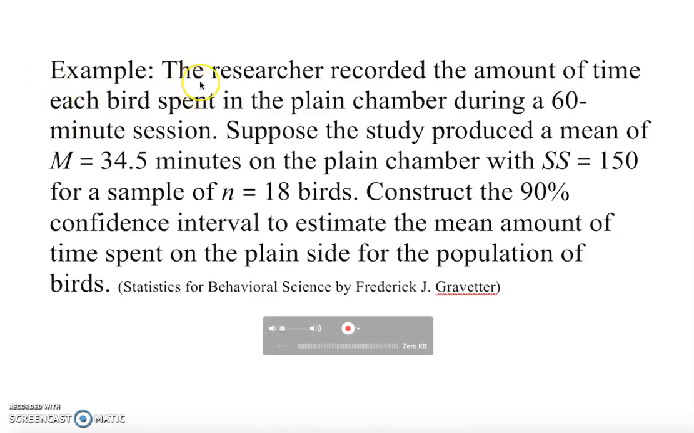Okay, let's take a look at this example. The researcher recorded the amount of time each bird spent in a plain chamber during a 60-minute session. Suppose the study produces a mean of 34.5 minutes on the plain chamber with a sum of squares of 150 for a sample of n equal to 18 birds. Construct a 90% confidence interval to estimate the mean amount of time spent on the plain side by the population of birds.